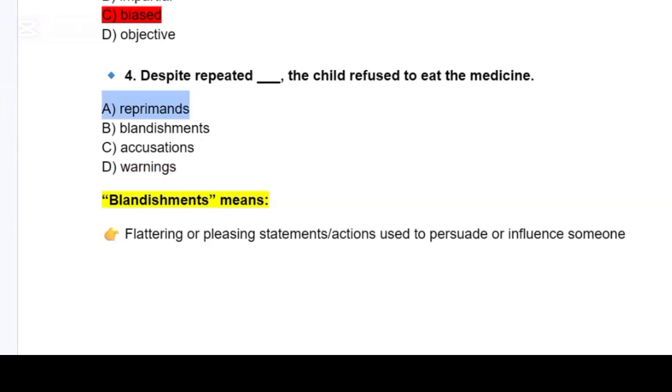Reprimands is when you are criticizing someone. Parents, do not criticize or reprimand children to make them eat medicine. Blandishment is flattering or pleasing statements and actions used to persuade or influence someone. It can be correct, but let's see options C and D as well. Accusation, no. Warnings, no. Parents do not warn children to get them to take medicine. So blandishment is the correct answer. Blandishment means coaxing or showing flattery, using words that show flattery.